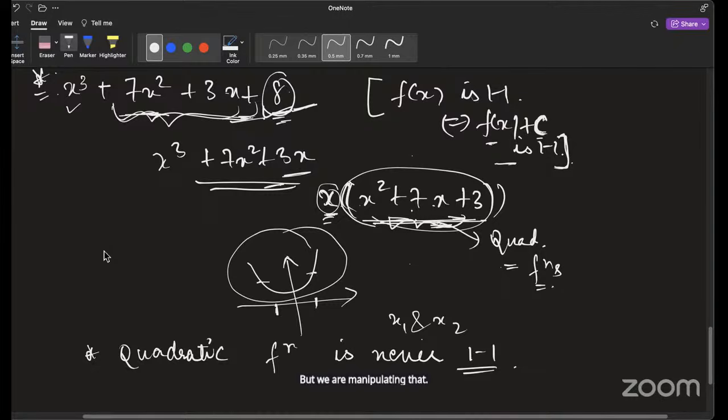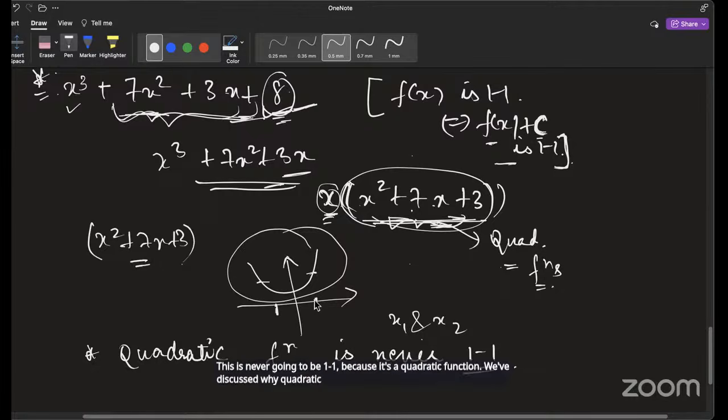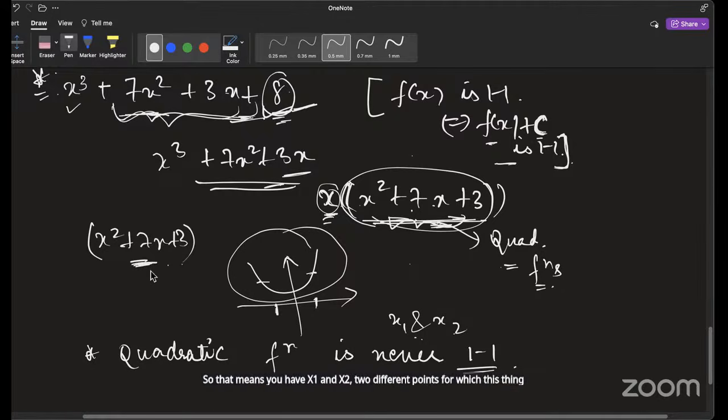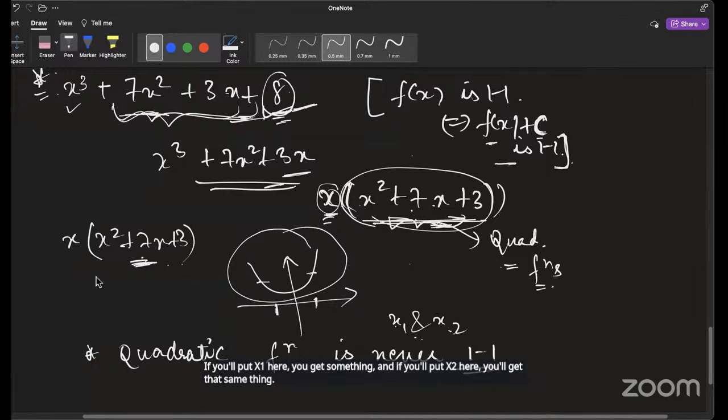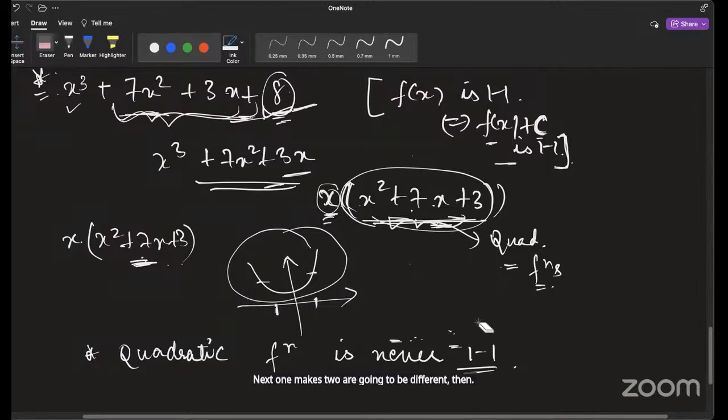So you have this thing, x square plus 7x plus 3. This is never going to be 1-1 because it's a quadratic function. We've discussed why quadratic functions cannot be 1-1: they're always in the shape of a parabola. So this thing is not 1-1, which means you have x1 and x2, two different points for which this thing gives you the same value. If you put x1 here, you get something, and if you put x2 here, you get that same thing. Now, if you multiply with x, these are different, right? x1 and x2 are going to be different, and that's going to make a difference.